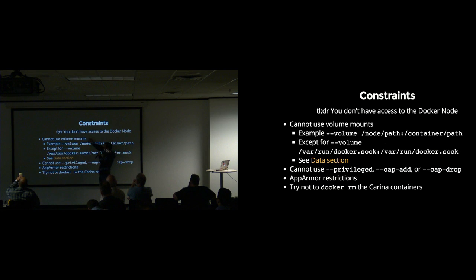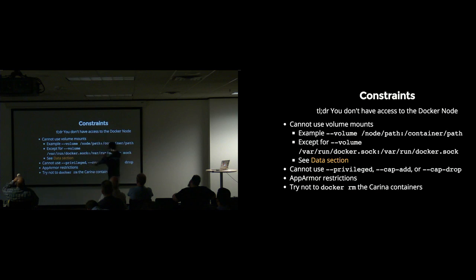So you can't use volume mounts. If you've got the colon here and you're trying to mount some path on the node to some path on the container, you're going to get an error. Except you can mount the local Docker socket from that node, because a lot of Docker tooling depends on being able to access the local Docker socket in order to get work done. I get into how you work with volumes in the data section later on in this presentation.